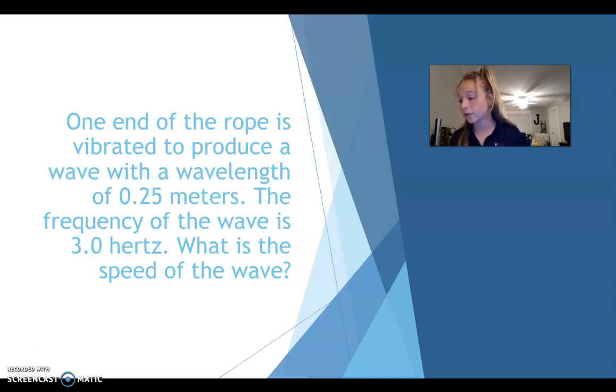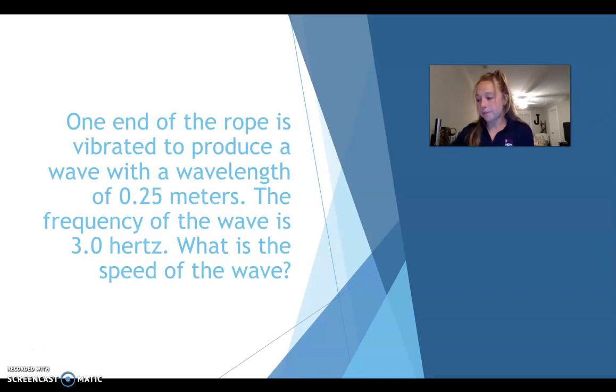Well, we know that our formula is going to be speed equals wavelength times frequency. It says right there that our wavelength is 0.25 and that our frequency is going to be 3.0. So all you have to do is multiply those and you will get 0.75. And that would be meters per second is what our speed is going to be. Meters per second.